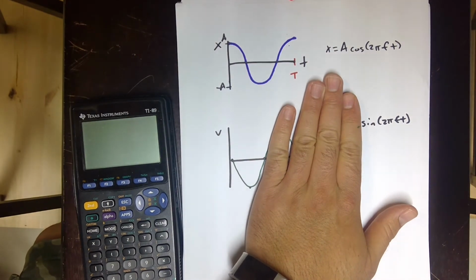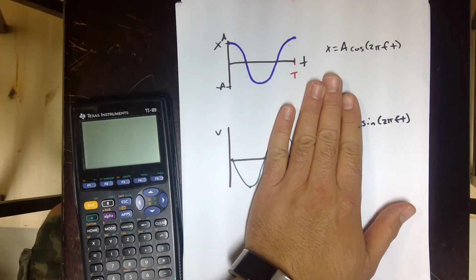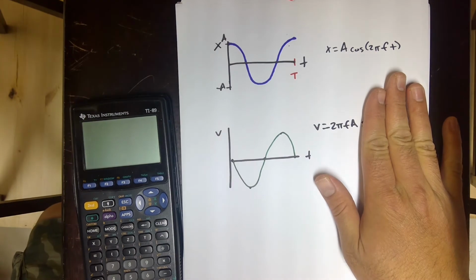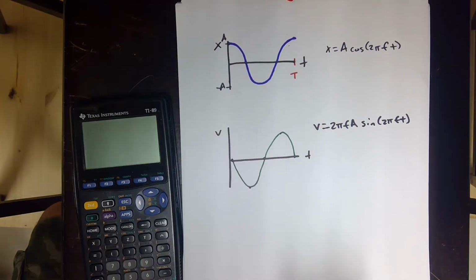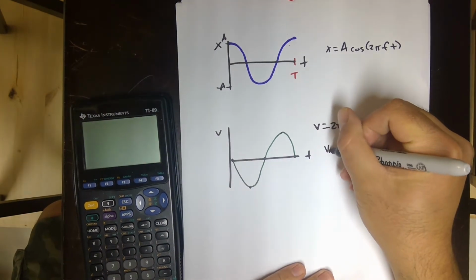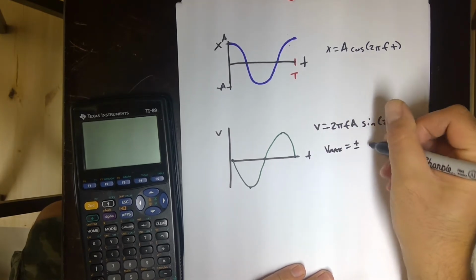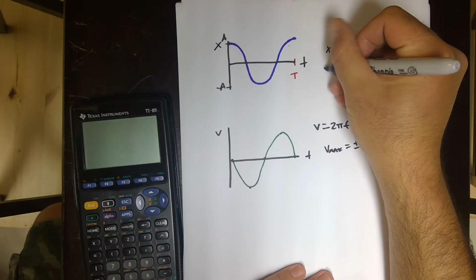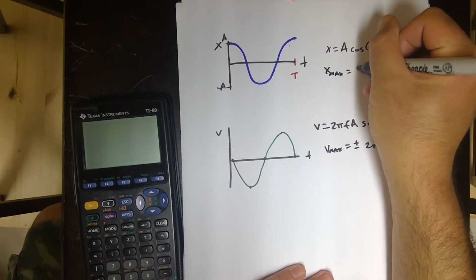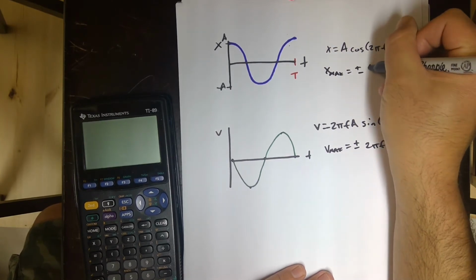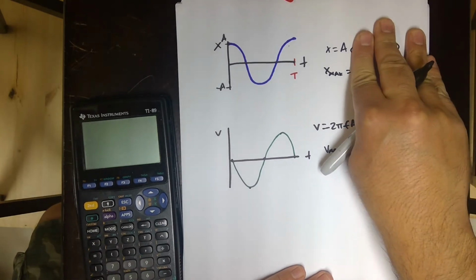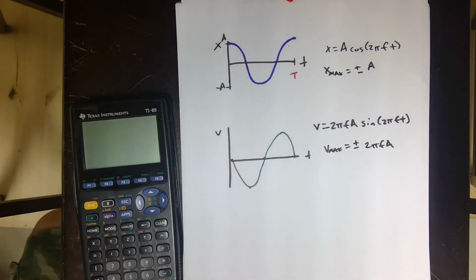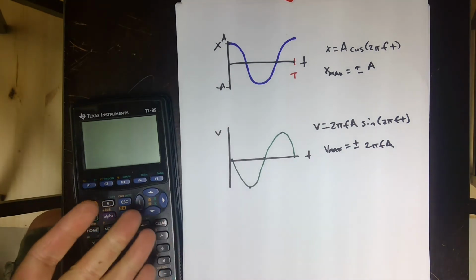And one thing we want to point out too is that if you cover this, we've got a sine function there. That function oscillates between +1 and -1. If you want to know what your max speed is, well, the maximum value of sine is 1. So your max speed here is going to be equal to plus or minus 2 pi f times A. Your maximum position here is equal to plus or minus A, because that function's maximum and minimum values are 1 and -1.